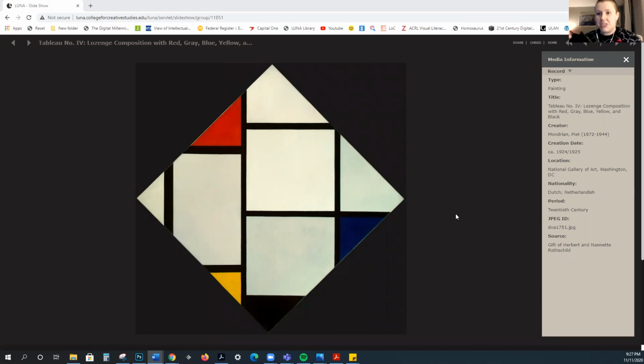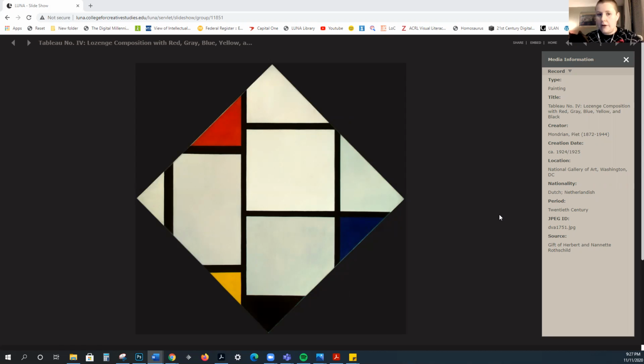So De Stijl is a Dutch movement. It's also called neoplasticism, and you're probably familiar with it. Mondrian, the artist that we're looking at here, is one of the most famous artists in this movement. And it develops during World War I, actually, in 1917 in the Netherlands.